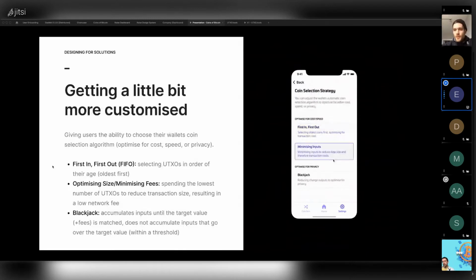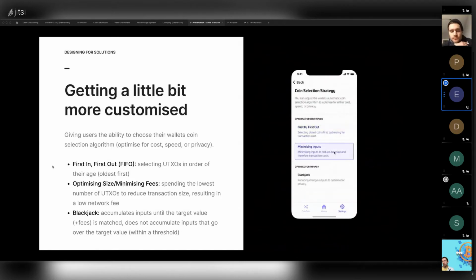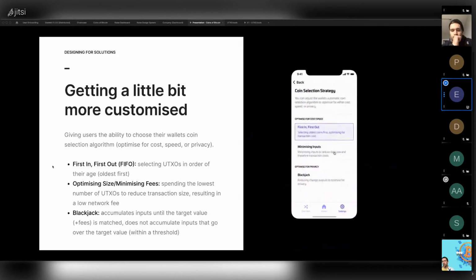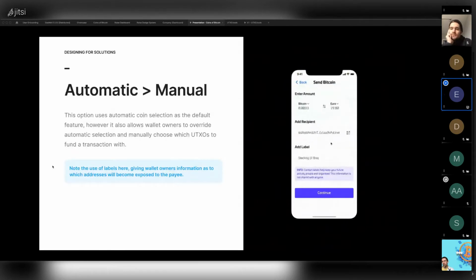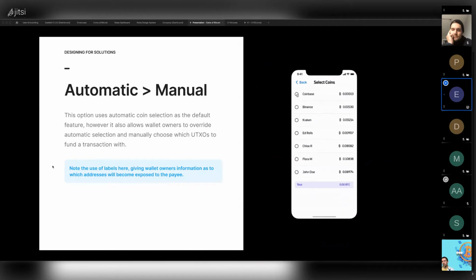Then getting a little bit more customized, again, if we want to put this in the control of the users, is basically allowing them to, instead of just going between a standard and a private mode, maybe select the input or the algorithm themselves so they can choose what they want to optimize for. And then the third would be manual coin selection or coin control, and getting this into mobile wallets.